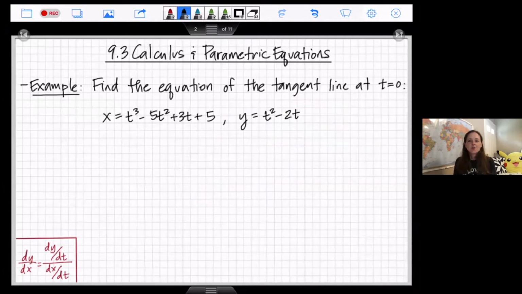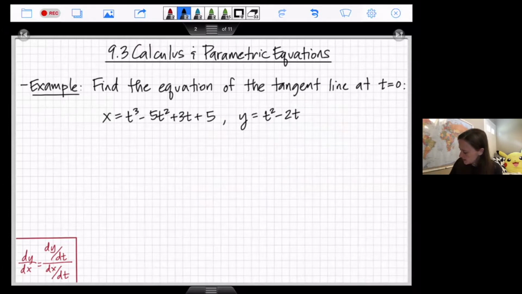All right, here are the parametric equations of that curve we were looking at in the last video, and we're going to find the equation of the tangent line to this curve when t is equal to 0. Down in the red box in the corner, I've reminded us of our formula for the derivative of a parametrically defined curve. Let's remember how to find the equation of a tangent line.